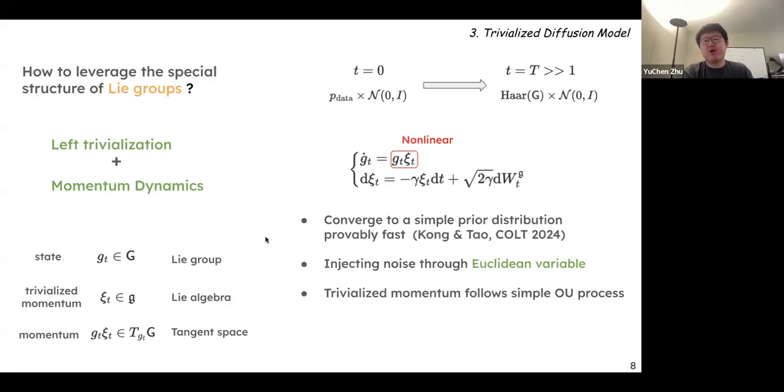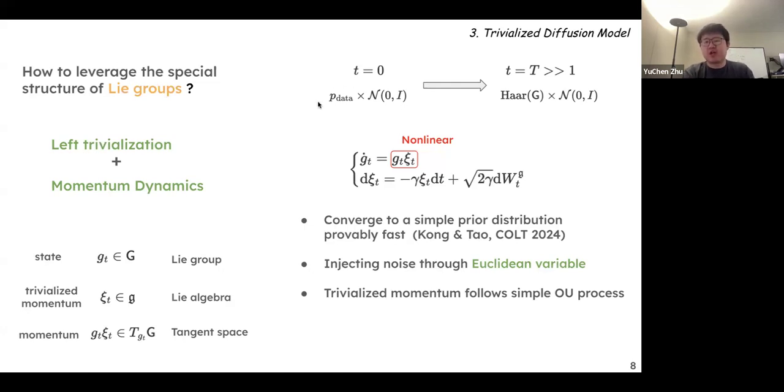While this dynamics might seem simple, it does actually amazing things. I want to emphasize that this is not exactly an analogy of the usual kinetic Langevin dynamics on Euclidean space, because here we actually consider a nonlinear drift for G. This decomposition of the velocity in the phase space as the product of G_t ξ_t actually introduces nonlinearity into the dynamics. So even if we just add simple Gaussian noise to the ξ dynamics, we'll be able to do special things. This dynamics provably converges to a simple prior distribution.